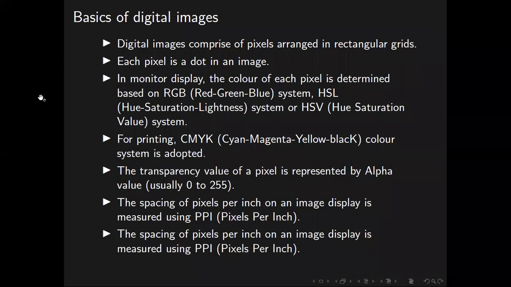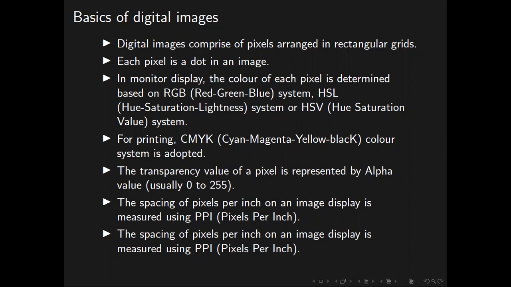Remember? The first one was RGB, for red, green, and blue. Then HSL, hue, saturation, and lightness. Then HSV, hue, saturation, value. All these are color spaces or color systems meant for monitors.